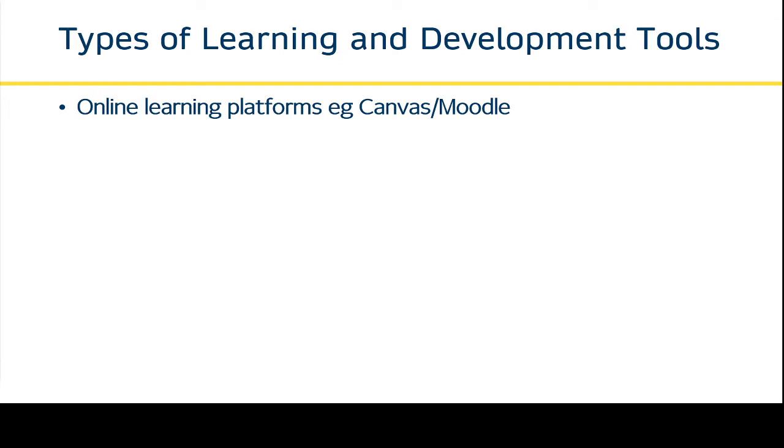So types of learning and development tools. There's a number of tools that you can use to learn things, particularly using IT. So the first one would be an online learning platform such as Canvas or Moodle. There are a number of different ones out there. Google Classroom is an example of one. eTrack is another one. Canvas, Moodle, again, platforms used by a number of training providers, colleges, universities, to provide you with the resources required to complete a course of study.